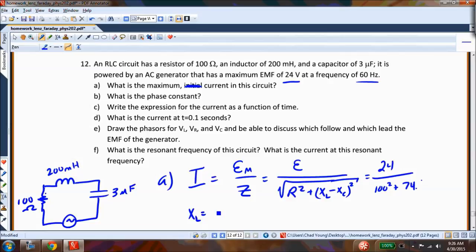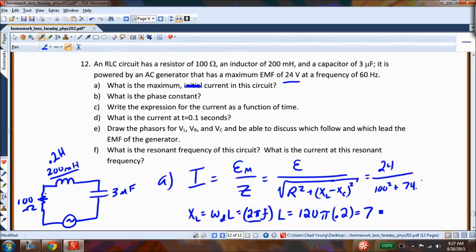So XL is equal to omega L, which is 2 pi f. That's omega times L. That's going to be 120 pi, because I have 60 hertz times 2 pi, which is 120 pi, times L, which is 0.2 henries. Right, 200 millihenries is 0.2 henries. And that has a value equal to 75.4 ohms.